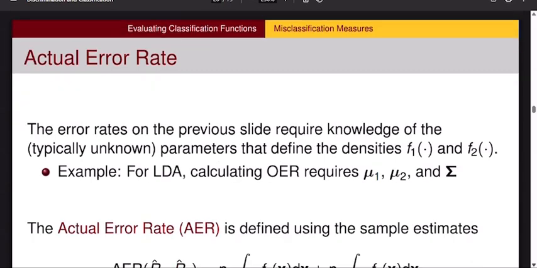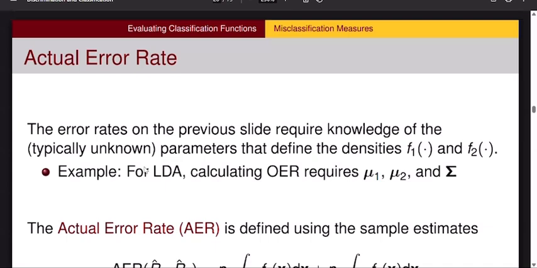Now, apart from the OER, the optimum error rate, you can also figure out the actual error rate. Okay, now the actual error rate. So we can figure it out.